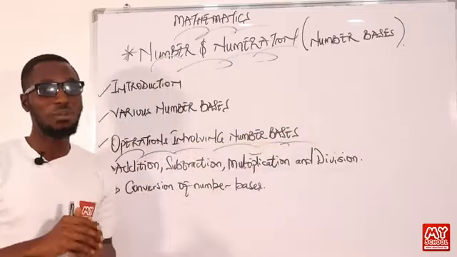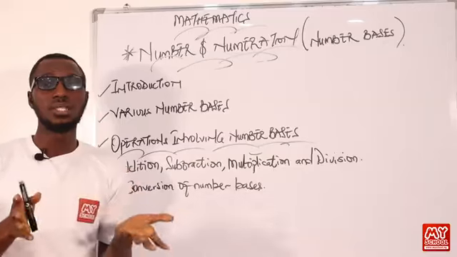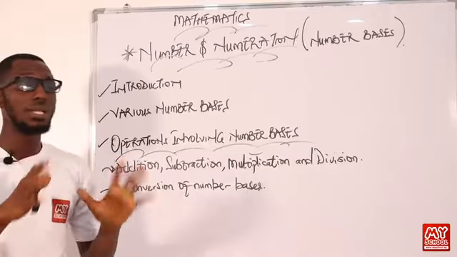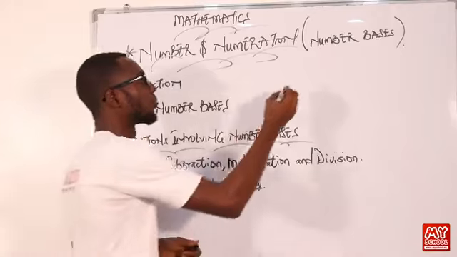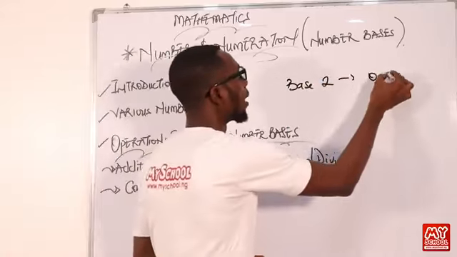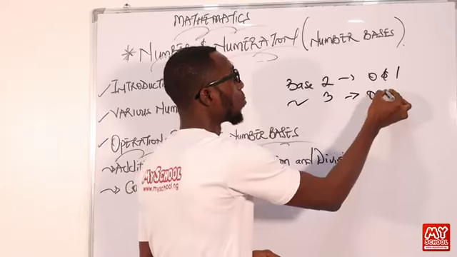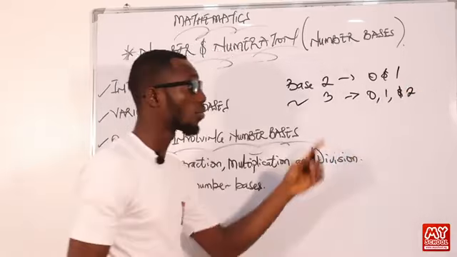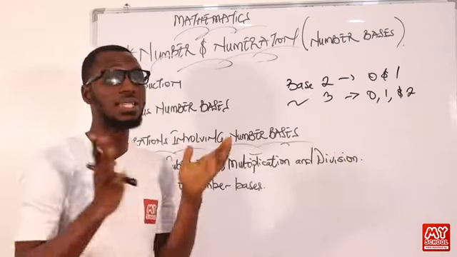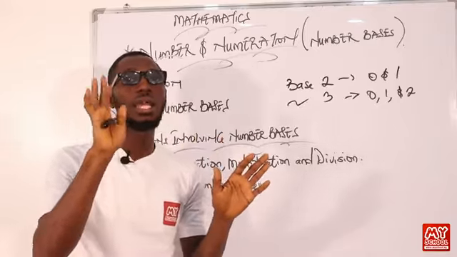So let's get introduced to number bases properly. The introduction: what is a number base? You are talking about a counting system that uses a notation to represent digits. This is just what I mean in simple terms. When I talk about base 2, that tells you there are two different notations, which include 0 and 1. When I say base 3, that tells you about three different notations: 0, 1, and 2. When I say base 10, that tells us there are 10 different notations, that is 0, 1, 2, 3, 4, 5, 6, 7, 8, 9.